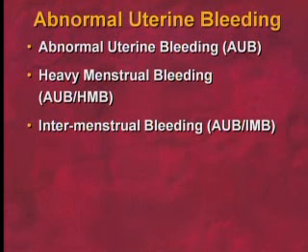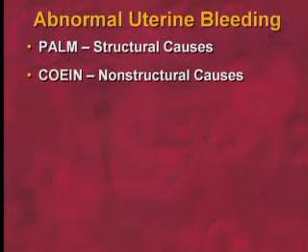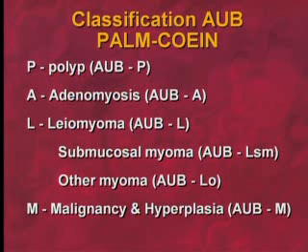This classification system, the acronym for it is PALM-COEIN. It helps to simplify abnormal uterine bleeding, and it gives us the terminology that we need to identify structural causes and non-structural causes. So we're going to start with PALM. The P stands for polyps.